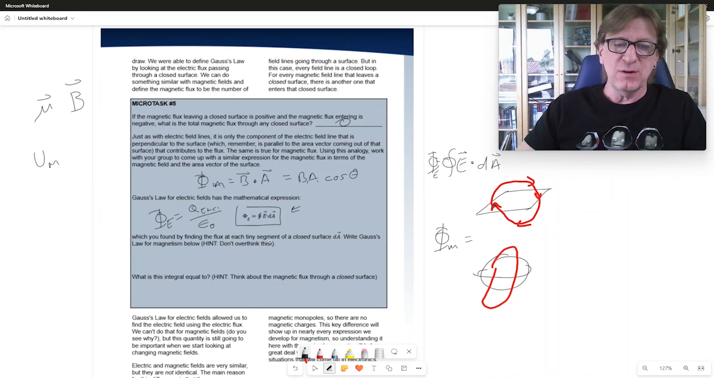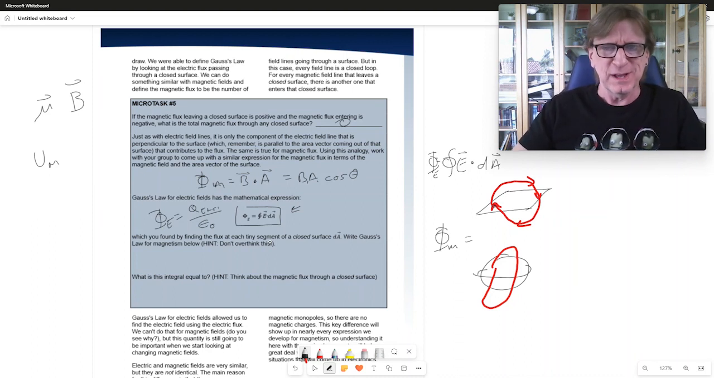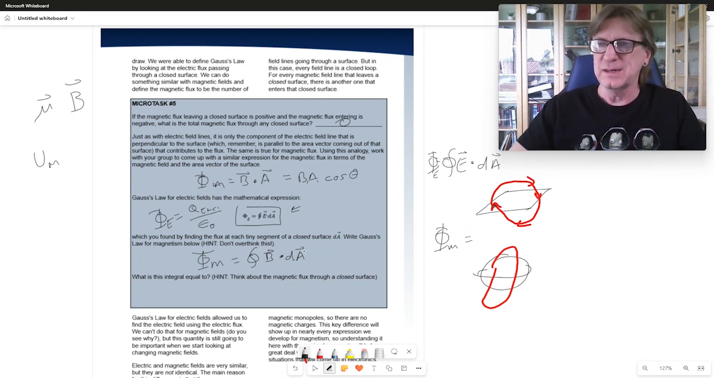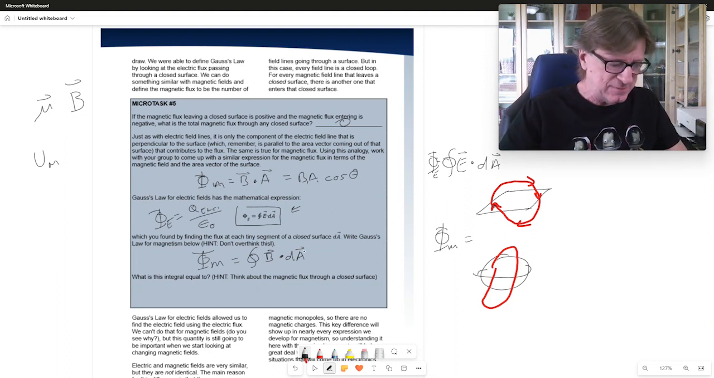So what I want you to do now is write down Gauss's law for magnetism. Don't think too hard about this. It's as simple as you think it is. Pause the video if you need to and write that in. So the Gauss's law form for my magnetic flux: I'm going to have to integrate over that entire surface, but now instead of the electric field, I'm going to dot that area vector, dA, into my magnetic field.